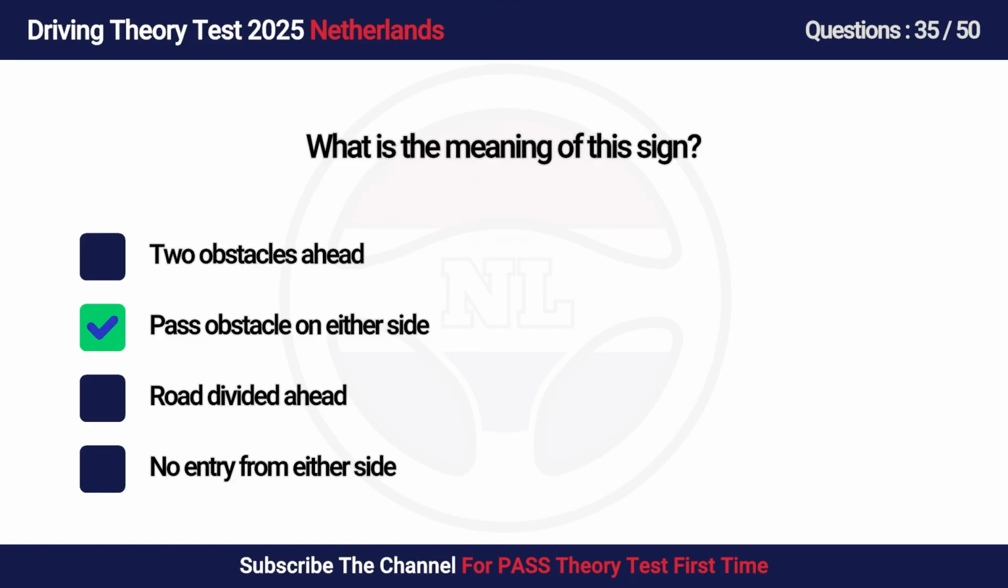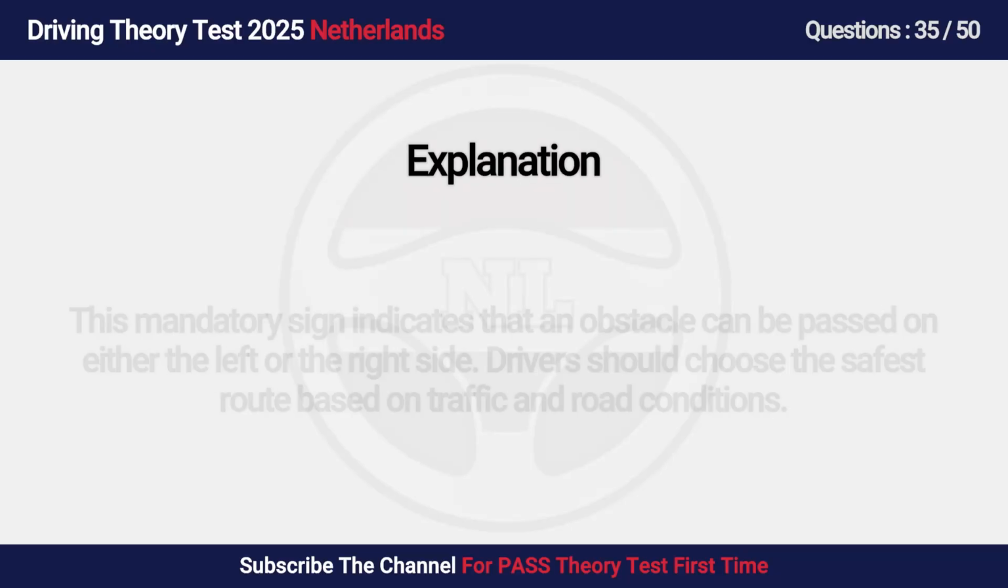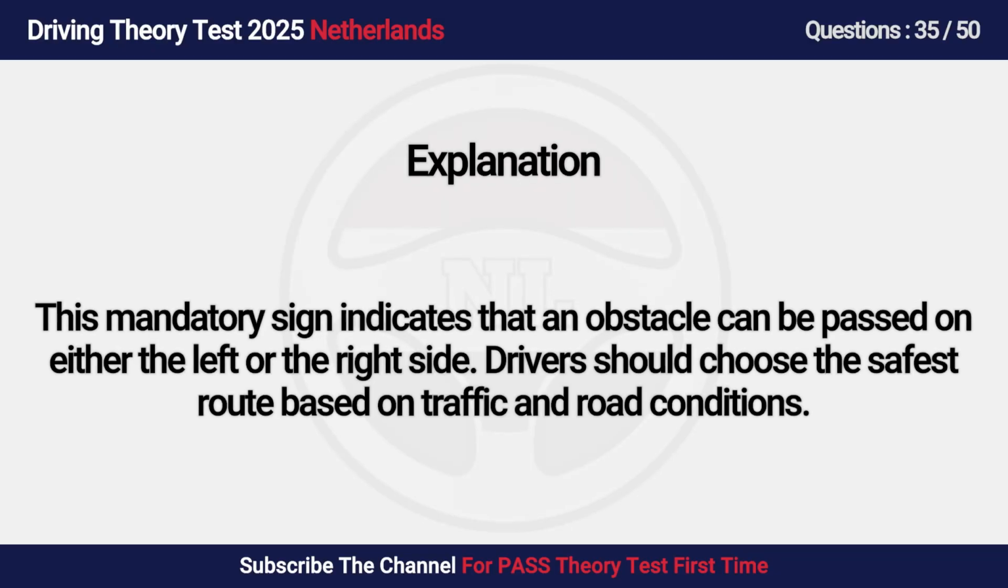Answer is B. Pass obstacle on either side. This mandatory sign indicates that an obstacle can be passed on either the left or the right side. Drivers should choose the safest route based on traffic and road conditions.